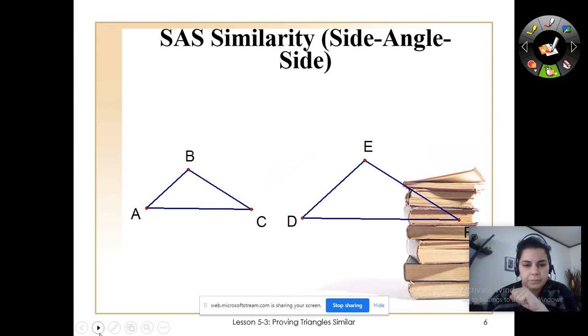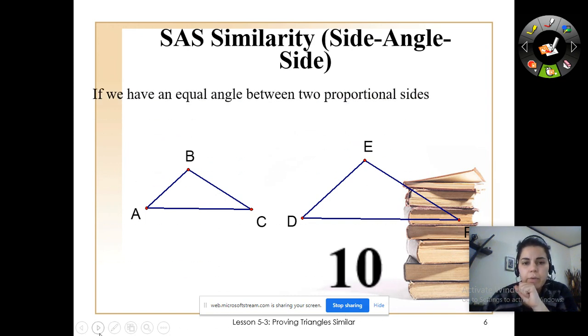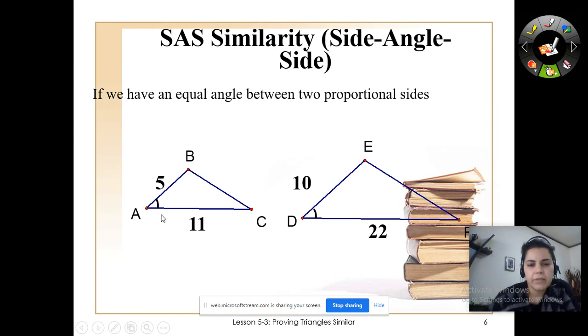Let's see here. So if we have an equal angle between two proportional sides, look at this figure. It's given A is equal to D. 5, 10, 11, 22. So there is a proportional relation. 5 times 2 gives me 10. 11 times 2 gives me 22. So the triangles have a proportional relation here, times 2. Or one is half or one is double.